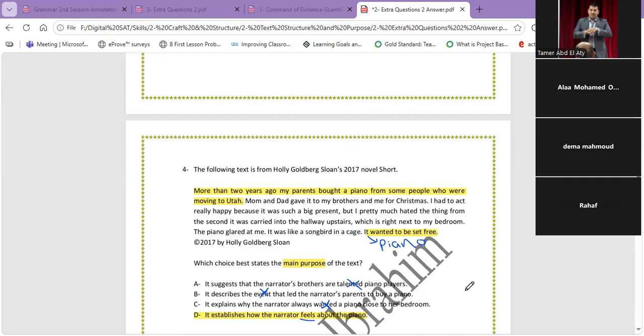D: it establishes how the narrator feels about the piano. Yes, here he said that it wanted to be set free. And we know the piano would not feel like that, but it's a kind of feeling, right? So maybe D. I find only one answer that can be accepted, Dima. Just to be sure that my answer is right, you have to read the whole text. Okay, thank you.